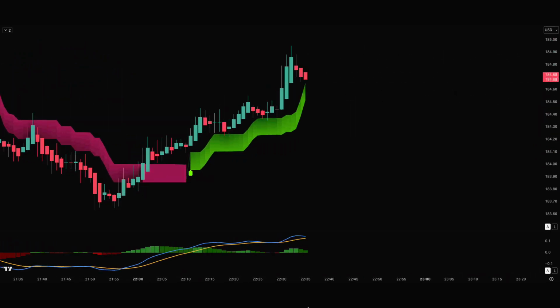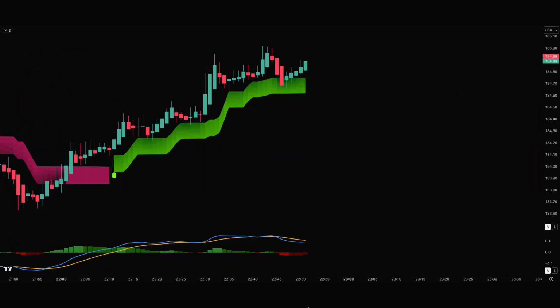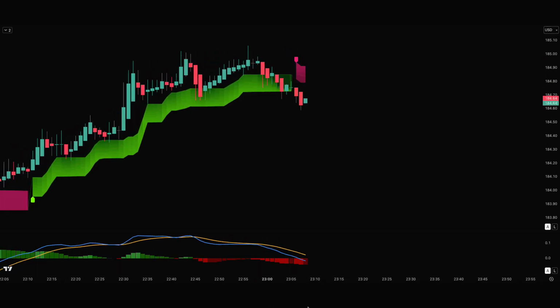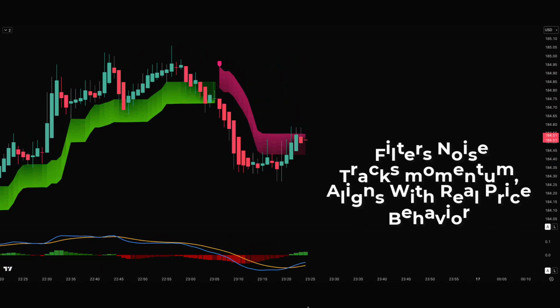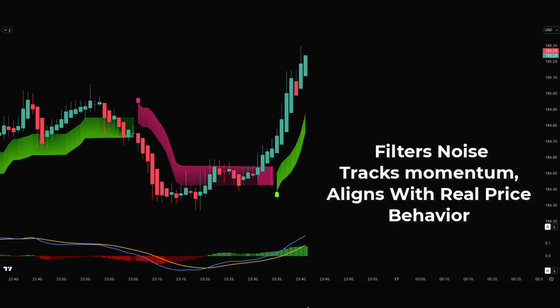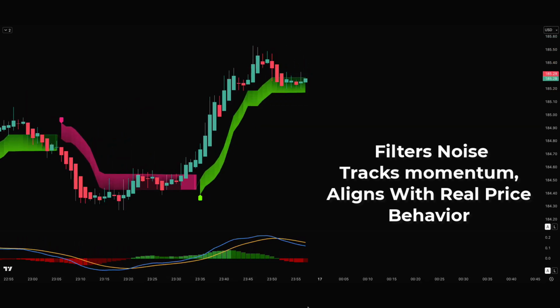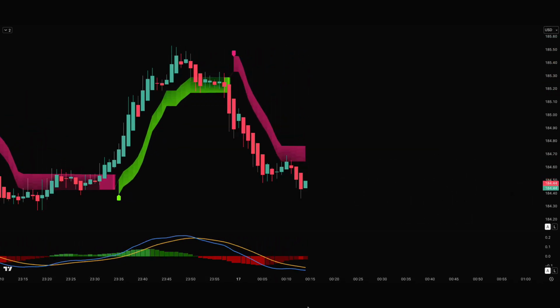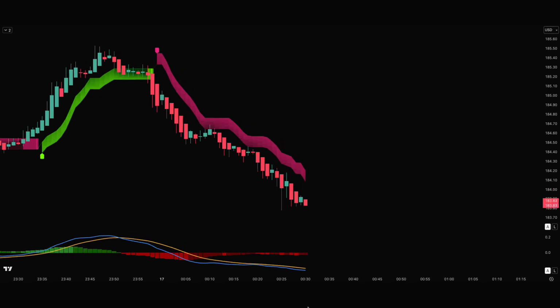Now this isn't magic, it's precision. This indicator doesn't just throw random buy and sell signals. It filters noise, tracks momentum, and aligns with real price behavior. That's why entries feel early, and exits feel controlled.